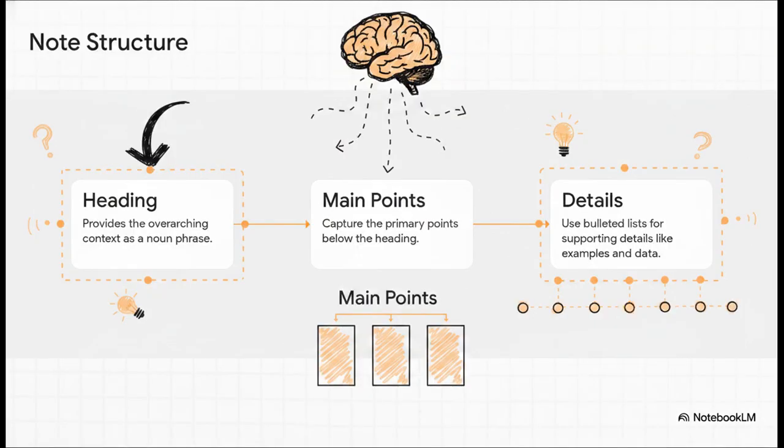So how do we actually build that structure? It's a super simple 3-step hierarchy. Step 1, you start with a heading. This is a noun phrase that gives you the overarching context. Step 2, right below that, you capture your main points. And then step 3, underneath each main point, you use bulleted lists for your supporting details, things like examples, definitions, or specific data. Essentially, you're creating a visual outline of the speaker's brain right there on your page.